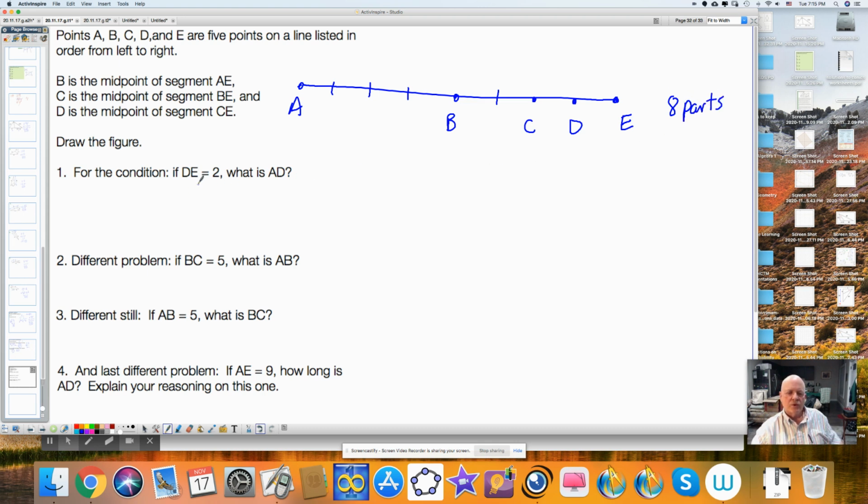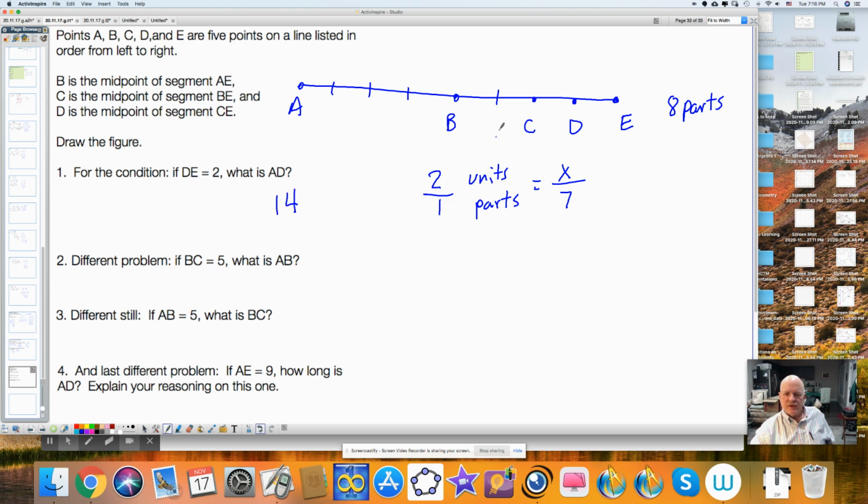And if we're told that DE, which is 1 part, is 2 units, we could ask how many is AD? AD is going to be 7 parts, so this would be x over 7 units. So this would be 14.